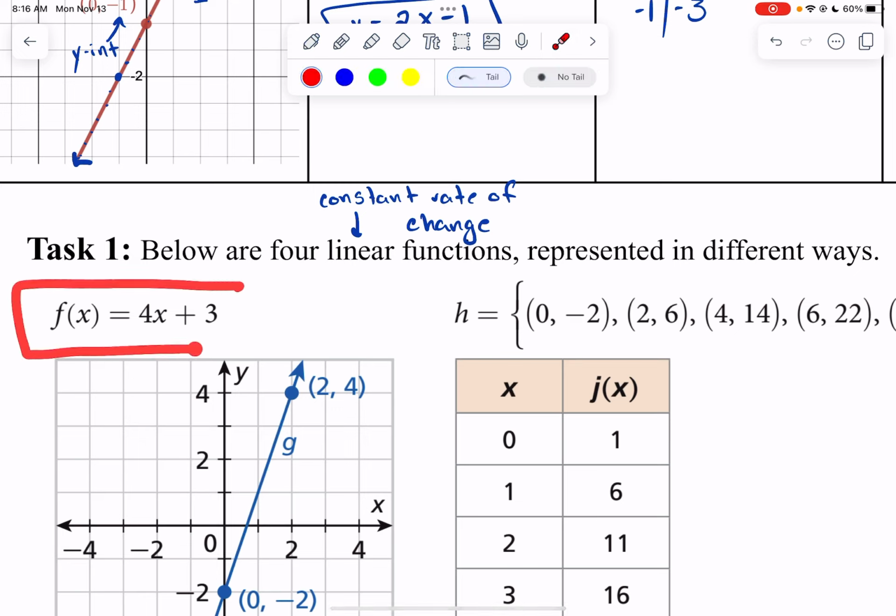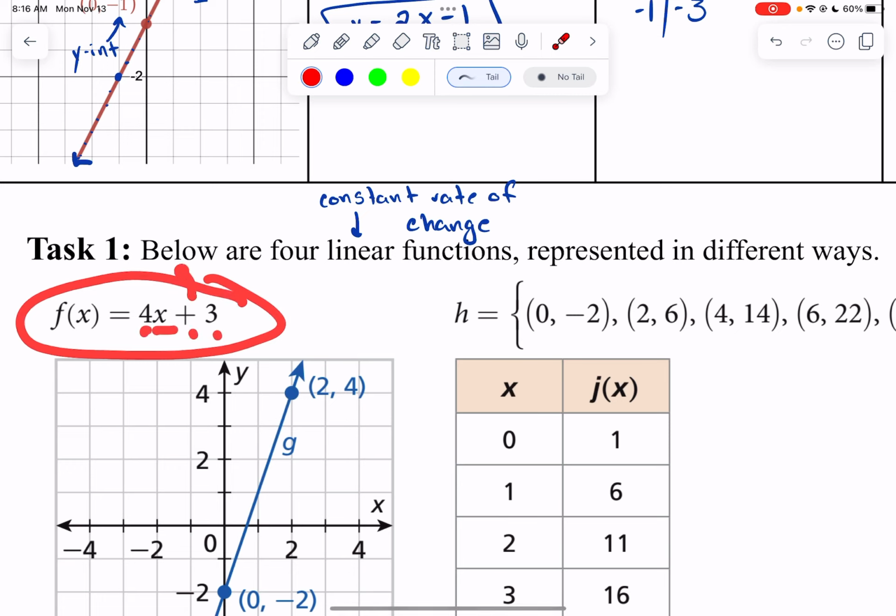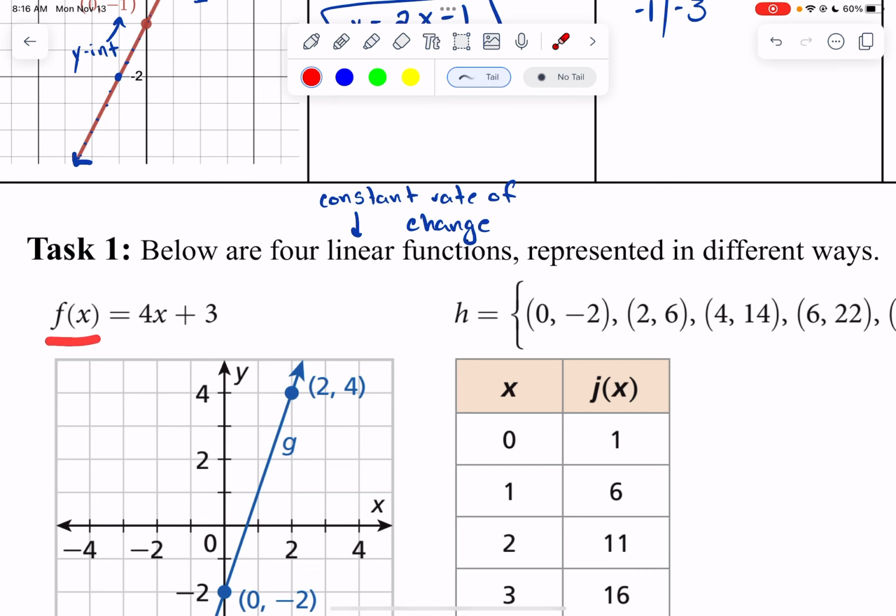This first one, f of x equals 4x plus 3. The name of this function is f, and it's an equation. It shows me I take x times 4 and add 3 to get my output. Take my input times 4 and add 3. The name of that function is f.